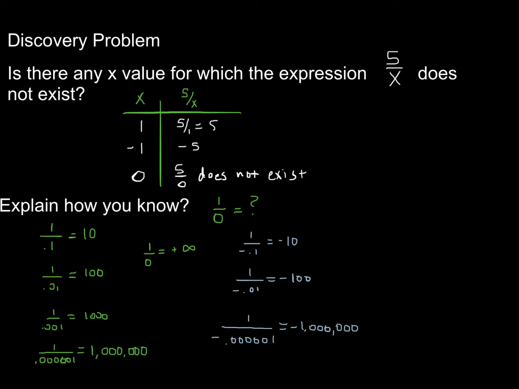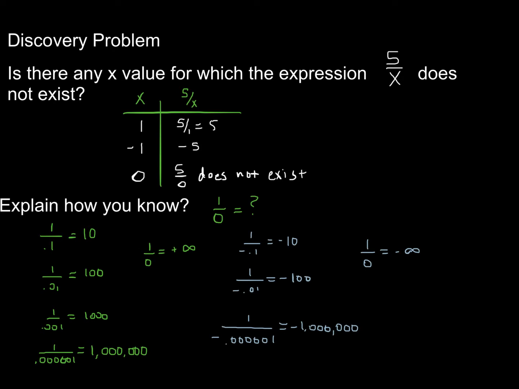So what seems to be happening here? Well, as you're getting closer and closer to divisors of 0 from the negative end, you're getting more and more negative values. So that would seem to lead you to believe that as you're getting closer to 0, 1 divided by that number is going to be getting more and more negative. So you're getting closer and closer to negative infinity. In other words, this would lead you to believe that 1 divided by 0 should be equal to negative infinity.